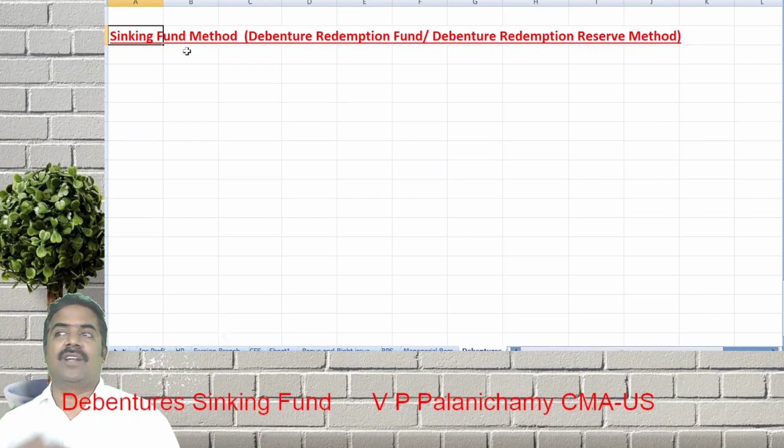At that time, you cannot take a new borrowing to repay old borrowing. Debentures can be converted into equity shares. But debenture holders, you are not ready. You want the money in cash. We do not want to become shareholders. Pay us back in cash. What to do? To avoid all these things, one of the methods is creating a sinking fund.